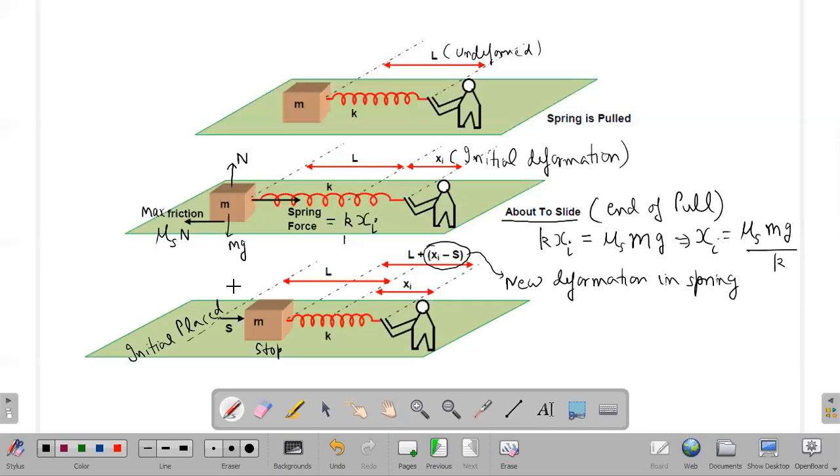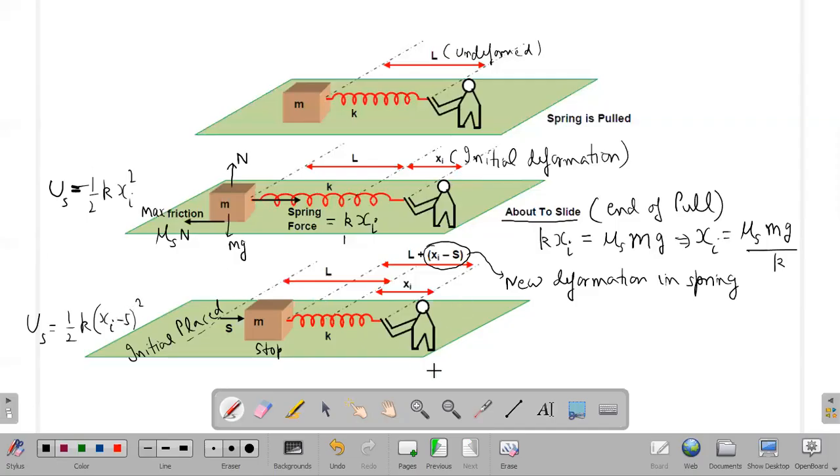So if we think about this question in form of energies, then at the initial moment, the energy of the spring will be equal to 1 upon 2 times the constant of the spring times the initial deformation xi square. And now the energy of the spring will be equal to half times k, and the deformation is only xi minus capital S square, that is the energy.